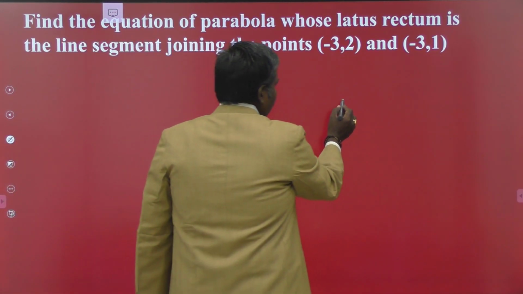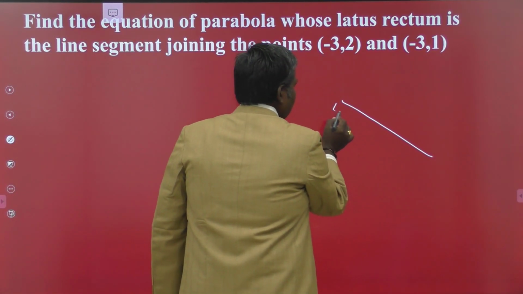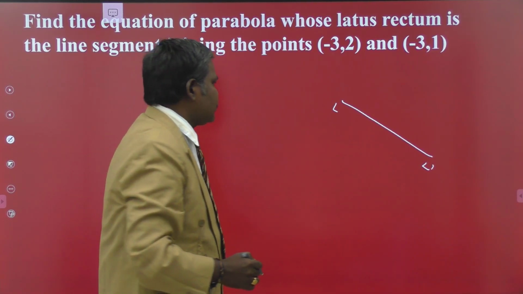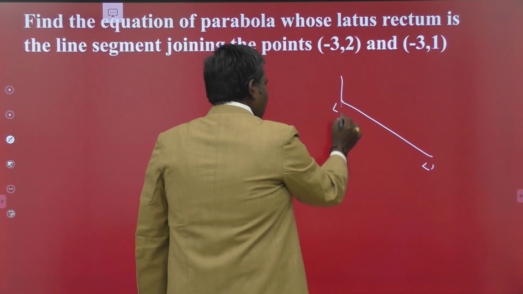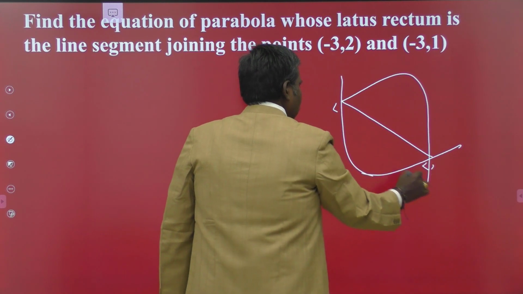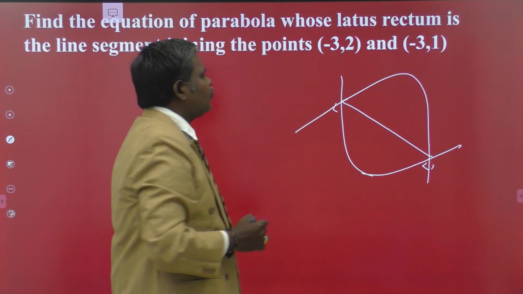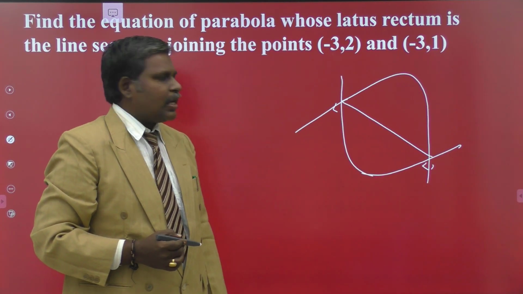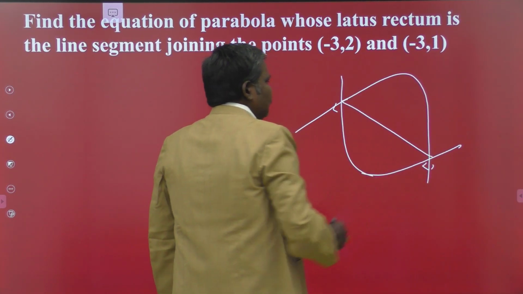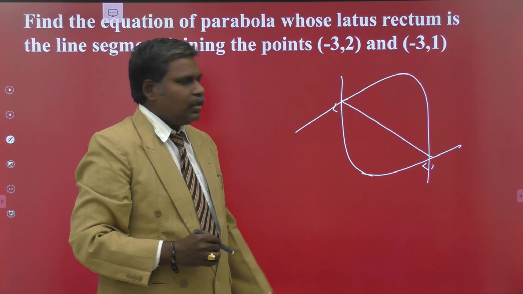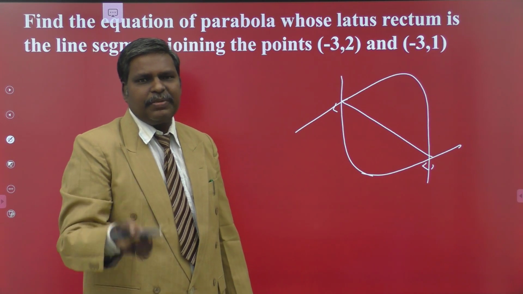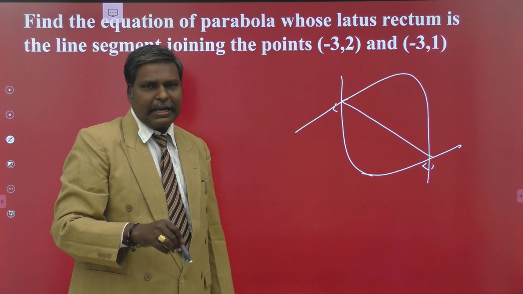Suppose this is L and this is L dash. These are the ends of the latus rectum of the parabola given to you. The possible parabolas may be like this. Now how do we find the equations of the parabolas in this situation? This is not parallel to the x-axis, nor to the y-axis. If it were parallel to the x-axis or y-axis, the corresponding axes would be perpendicular, parallel to the y-axis as well as the x-axis.